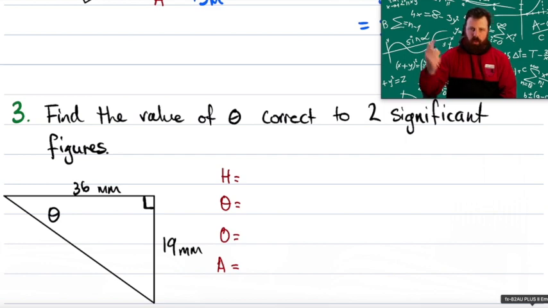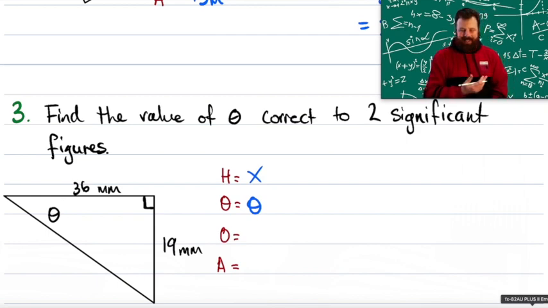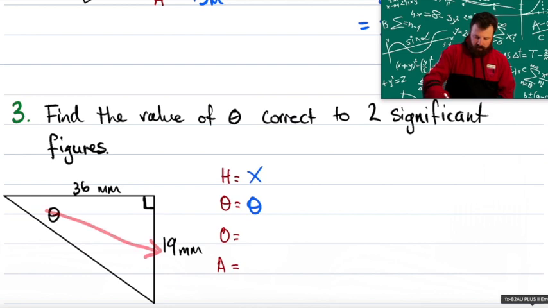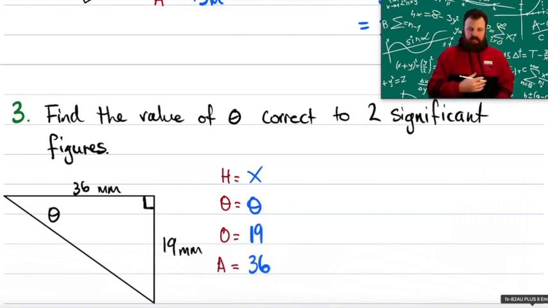So again, as always, let's identify all our information. Our hypotenuse, the side opposite the right angle, well, it's blank. Our reference angle, it's been designated as theta. Our opposite side, the side on the other side to our reference angle, well, it's 19, and that means that 36 is the adjacent side, the last side we haven't looked at. Thinking back to our trig ratios, what deals with opposite and adjacent? Well, that's our tangent function.